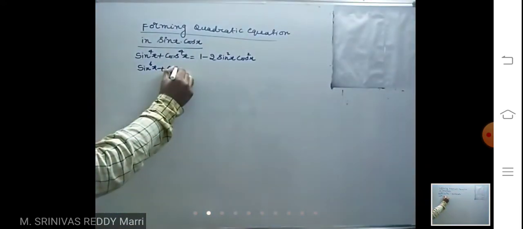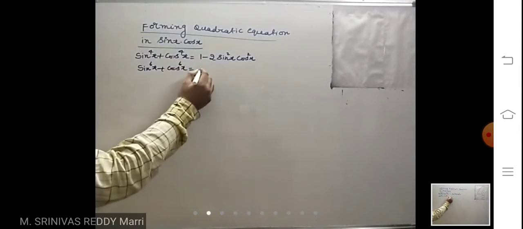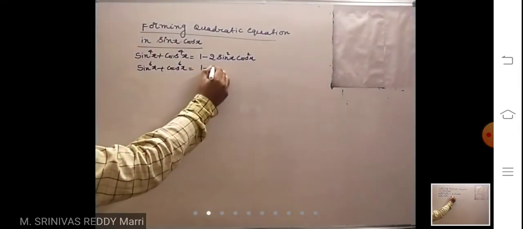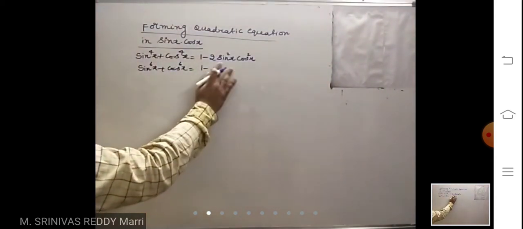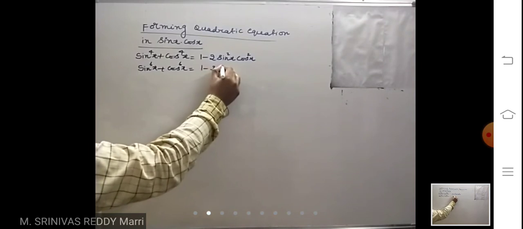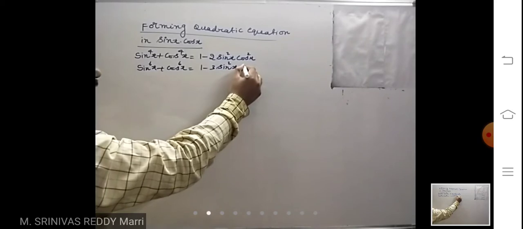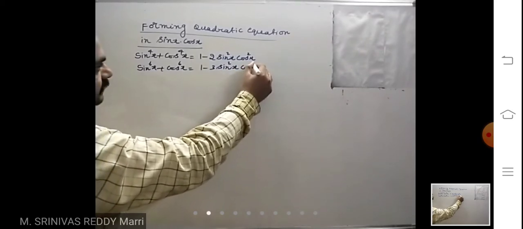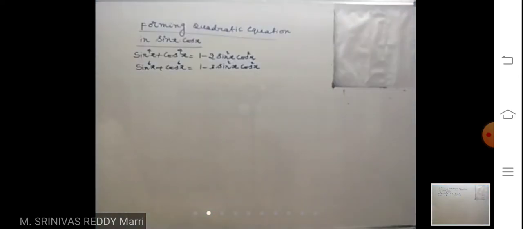Whenever this term comes, already in trigonometric ratios we have discussed that sin power 6x plus cos power 6x is 1 minus 3 sin square x cos square x. Whenever these terms come, you immediately replace them by 1 minus 3 sin square x cos square x. These two terms, right?